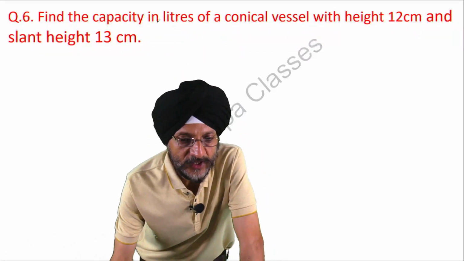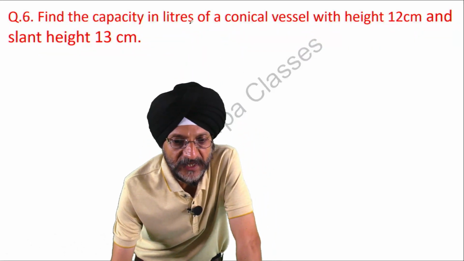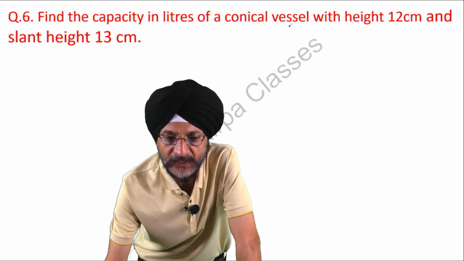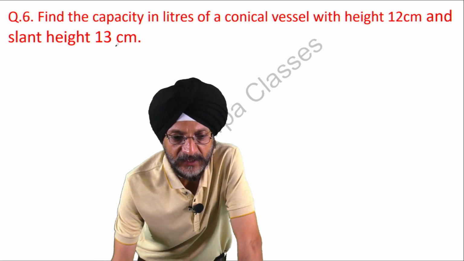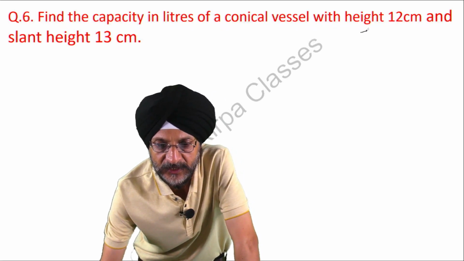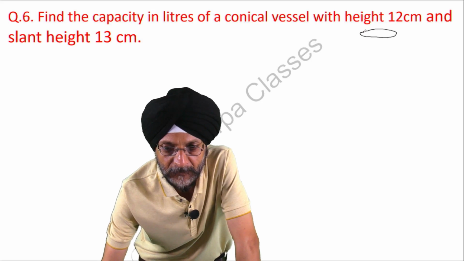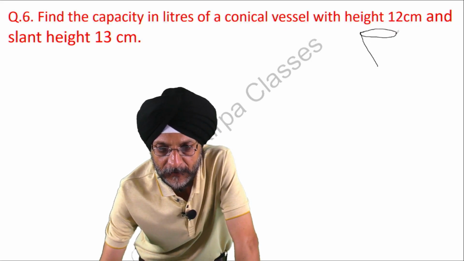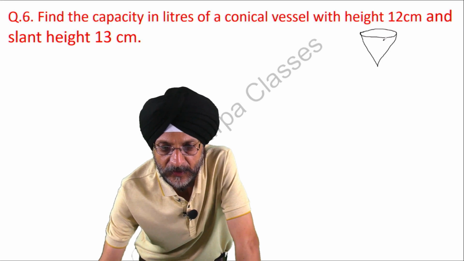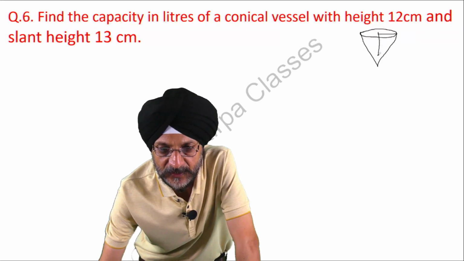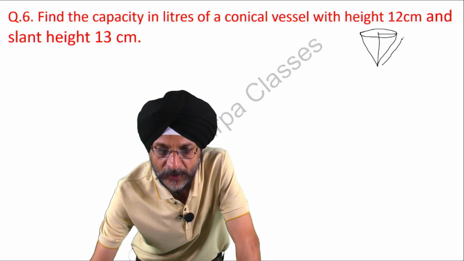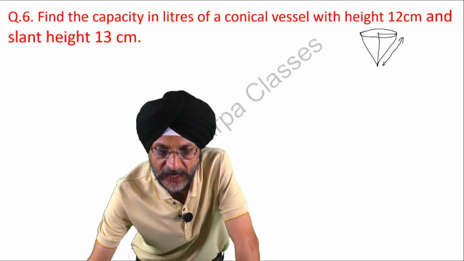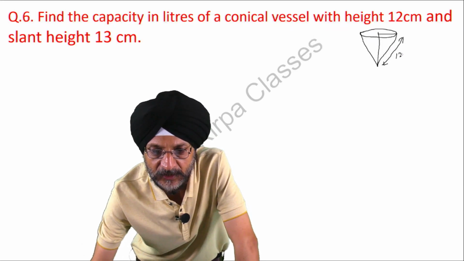So now the question before us is: find the capacity in liters of a conical vessel with height 12 centimeter and slant height 13 centimeter. This is the conical vessel. This is the radius. This is the height. This is the slant height. From here to here, this is the slant height and it is 13 centimeter.